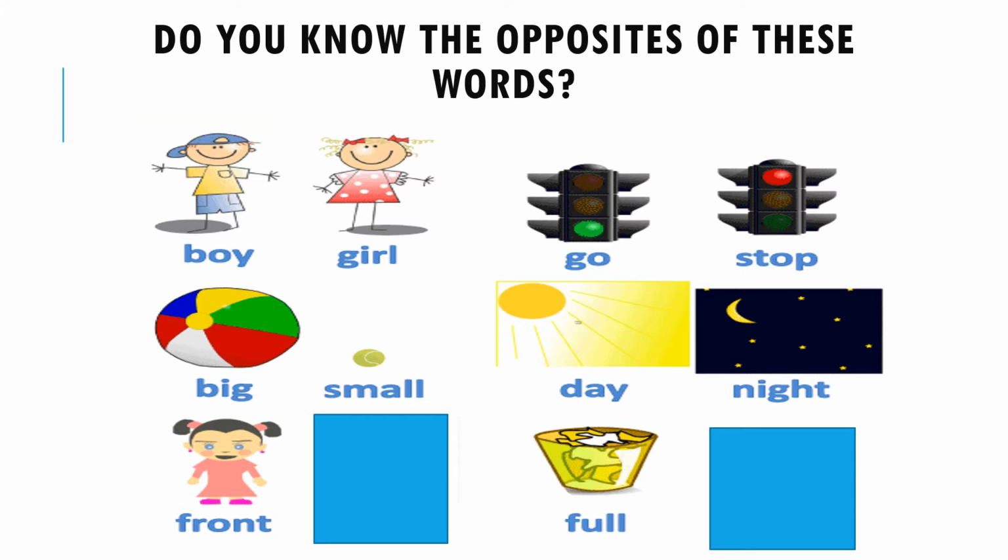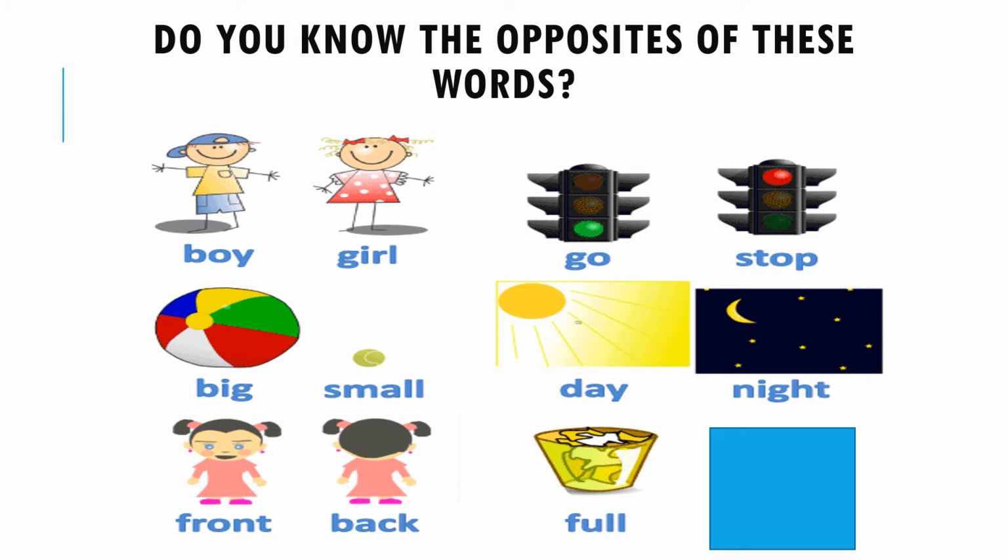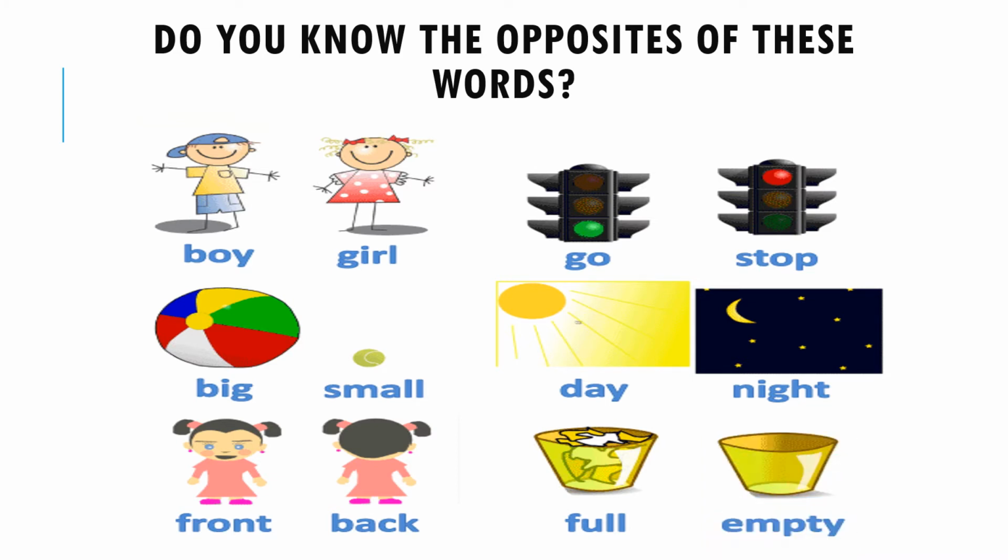Here's a little girl. She's wearing a pink dress. Do you see her? Okay, she's showing us the front of her body. What is the opposite of front? The opposite of front is back. Here we have a glass. That glass has juice all the way to the top. So it is full. What is the opposite of full? If something isn't full, then it is empty. Did you guess all the opposites correctly? I hope you did.